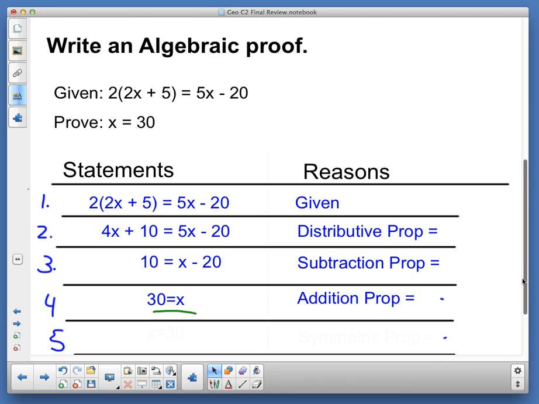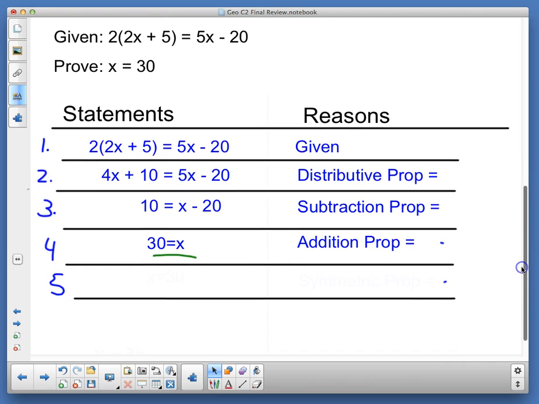In doing this, however, I flip-flopped what I was asked to solve for. Do you see they asked me to prove that x is equal to 30? And right now I have 30 is equal to x. I have one more step to do, and that's something called symmetric property. I'm just going to flip it. x equals 30. And symmetric property is only used to do that, and that's it.